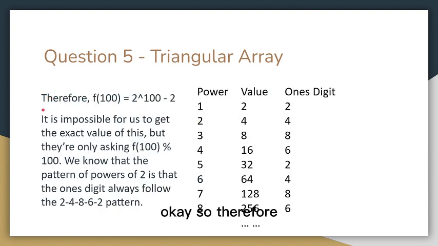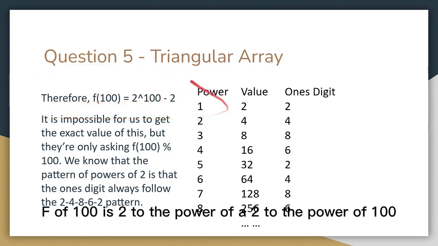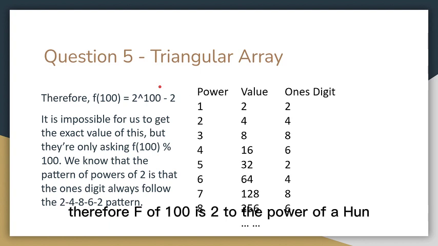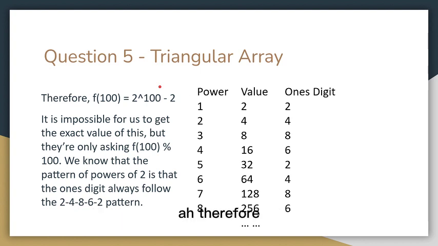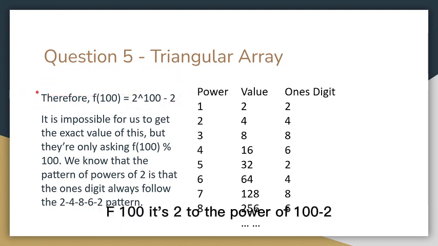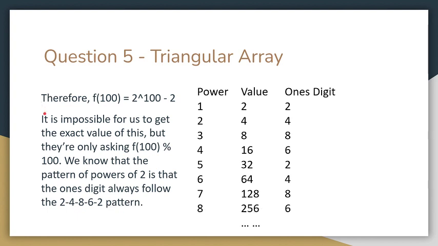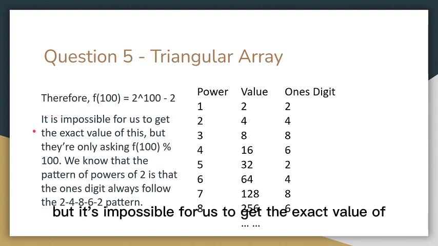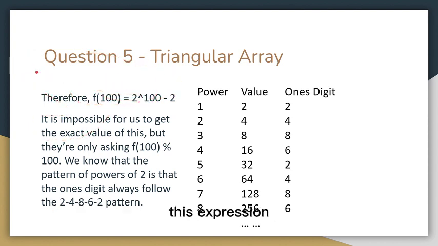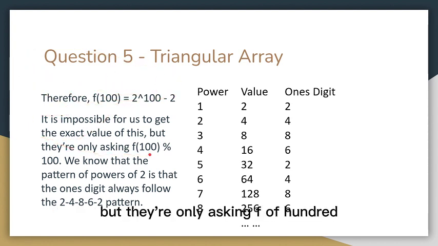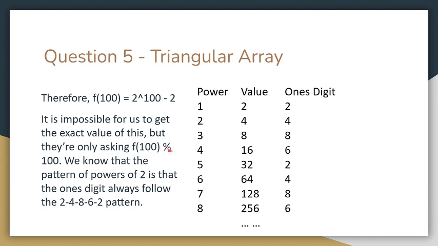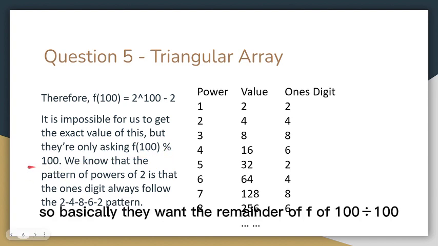Okay, so therefore f of 100 is 2 to the power of 100 minus 2. But it's impossible for us to get the exact value of this expression. But they're only asking f of 100 modulus 100. So basically they want the remainder of f of 100 divided by 100.